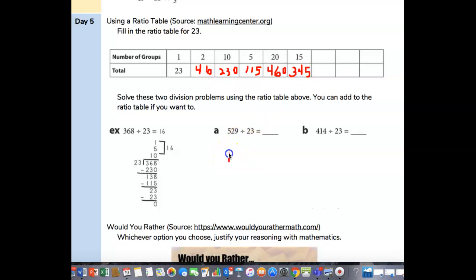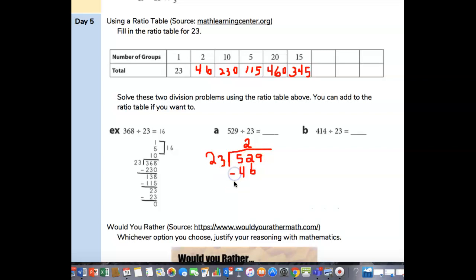So we're gonna set it up as 529 divided by 23. All right. So you're going to look here for the closest number to 52 without going over. And you can see that it's 46. So we're going to put a 2 up here. Remember, we don't put it over the 5 because 23 doesn't go into 5. 23 will go into 52 2 times. 2 times 23 is 46. So we're going to put that down here.